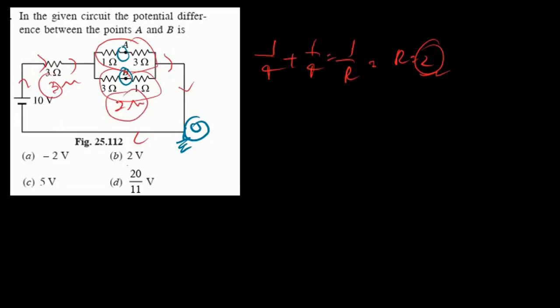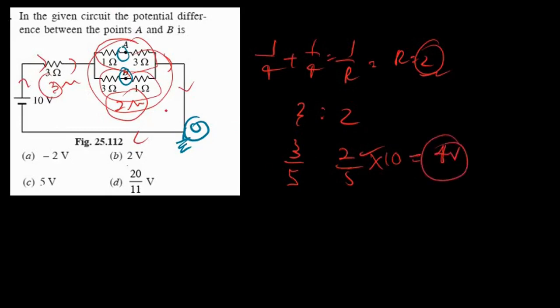So only these two resistors are there to share the potential. So 3:2 ratio, 3 over 5, 2 over 5. We need to find the potential difference across the system, that means 2. So we need to multiply it by 10. So we are getting 4 volt, right. Here we get 4 volt and 6 volt.